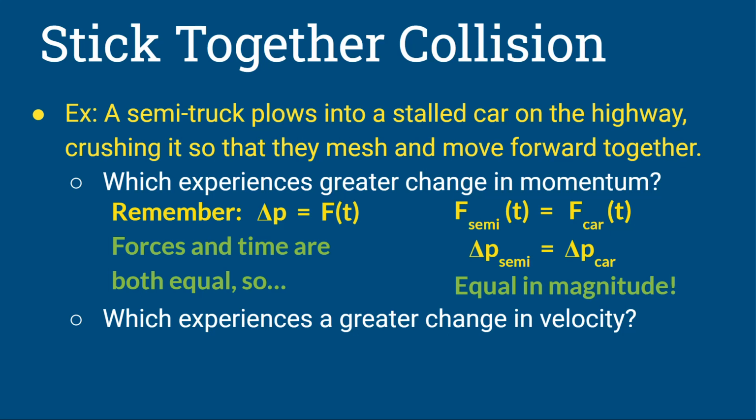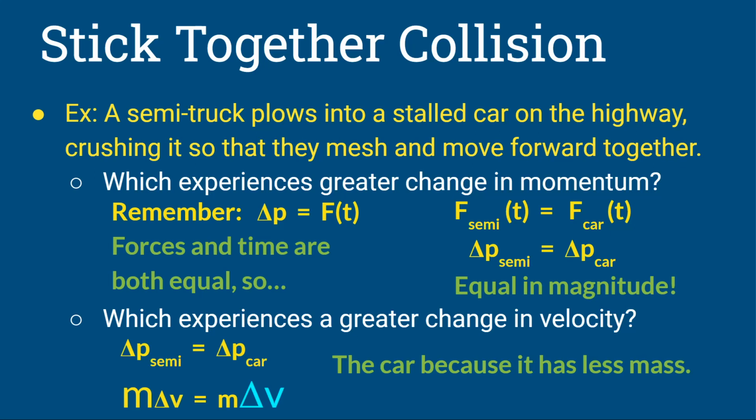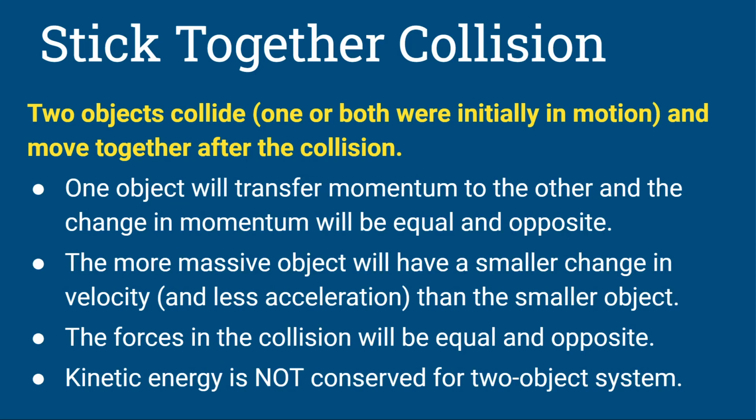Greater change in velocity, again, same idea with the acceleration, whichever one has less mass. So the car would have a greater change in velocity because it has less mass and it has the same change in momentum. Are there any questions about these? It's going to be repetitive because you're going to see this, and it doesn't matter what type of collision it is, their answer is going to look the same. So let's look at a summary for our stick-together collision, and then we'll do the last type.